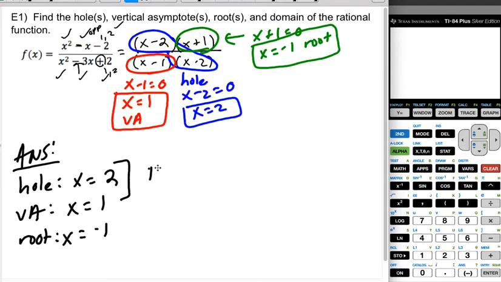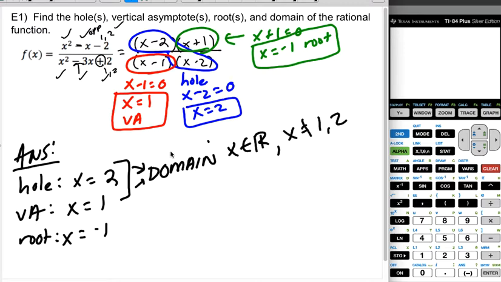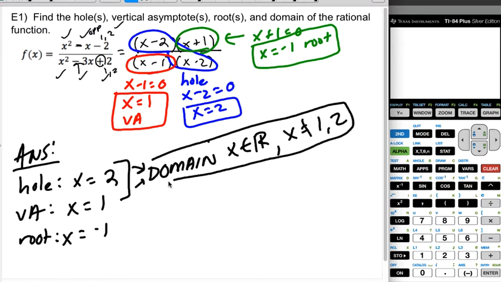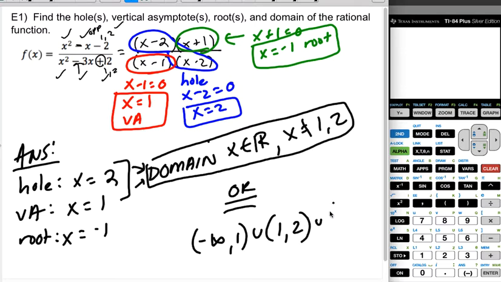And the domain is going to be all values of x except these two, right? So it's going to be x is an element of reals. X cannot be 1 or 2, right? So that would be my domain. The other way to write that, if you prefer the domain parenthetically, is to write negative infinity up to 1 but skipping over 1, 1 to 2 but skipping over 2, and then 2 to infinity. I think that's a lot more complicated in this particular instance.